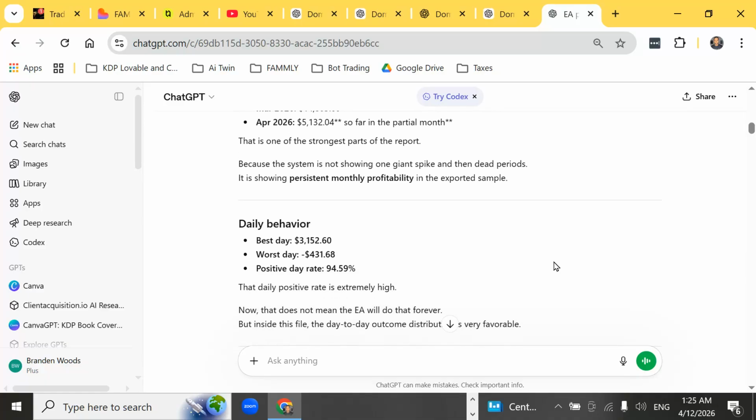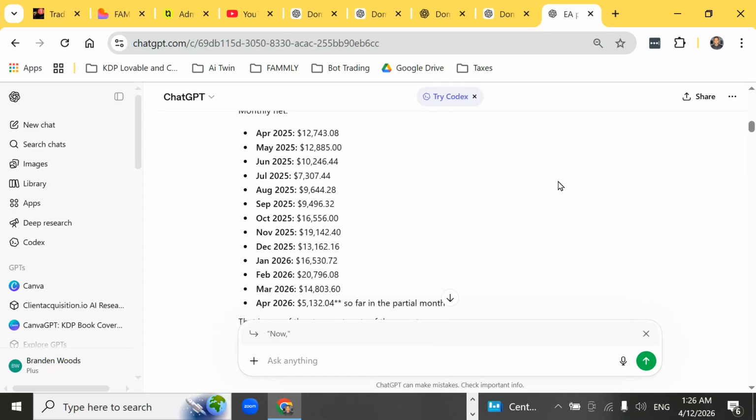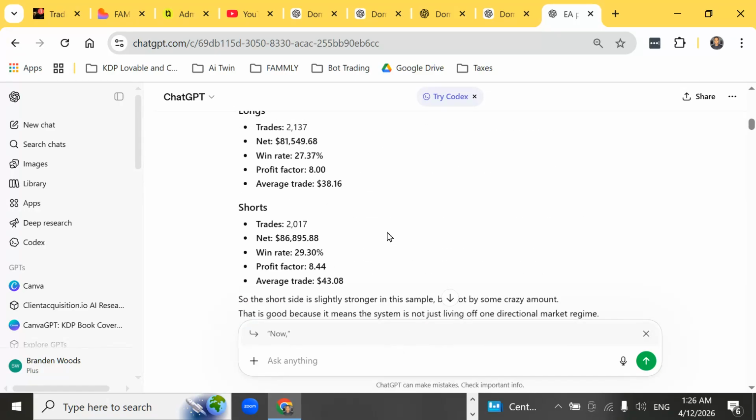Daily behavior, best day, worst day, positive day rate is 94%. That's what I like. Extremely high. So that's really, really good. Month over month, this is what it was looking like for that test. So even if it's moving half of that, everything else is pretty good.